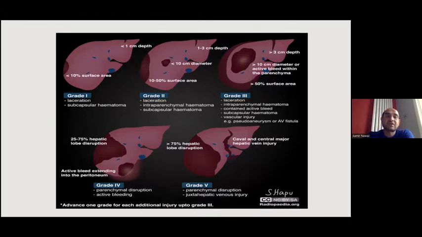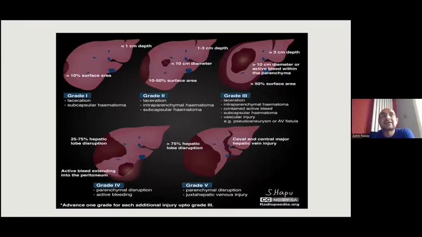And the first thing you have to do is to call the local center for liver trauma, for hepatobiliary surgery. You have to call them and ask for this patient to be either reviewed here, if someone can come here, or if the patient can be transferred over there.